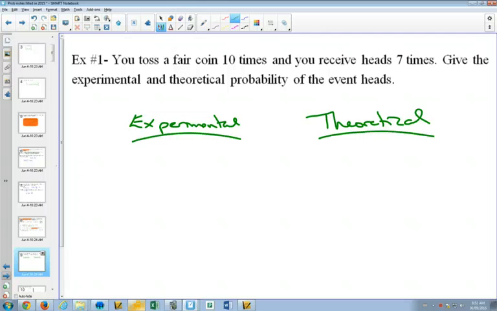So for this one, our experimental probability says seven out of 10. So we did it 10 times and got heads 7 times. Theoretical probability would be 5 out of the 10 times, or 1/2. Unless your coin is like a weird shaped coin. Try this one.